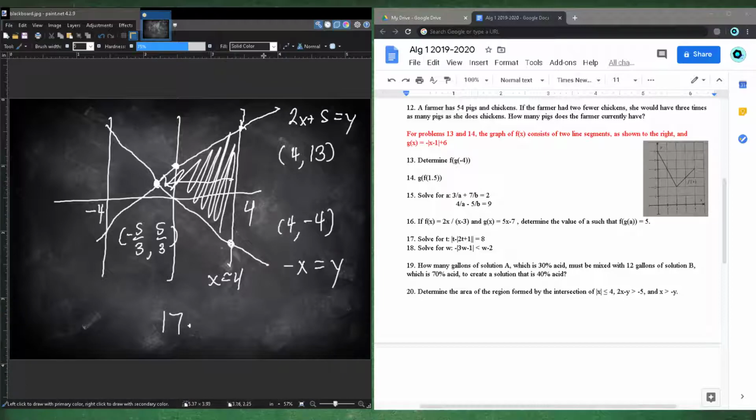Well, it's just going to be from negative 5 over 3 to 4. So this is the same thing as 12 over 3. So 12 over 3 plus 5 over 3 is 17 over 3, right? And then that's your height. So base times height times 1/2 should be your area. So 17 times 17 is 289, and 3 times 2 is 6. So that's your final answer for number 20.